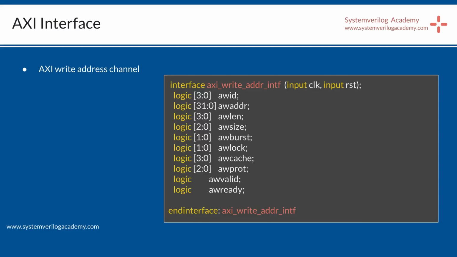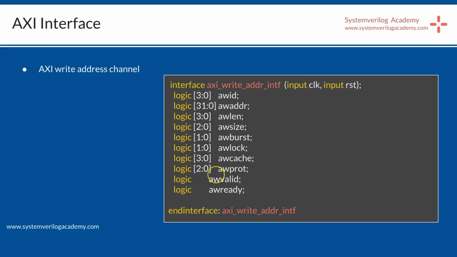This is the interface definition of an AXI write address channel bus. Its name is given as AXI write ADDRINTF, and ports are clock and reset signals. These are the signals in the actual bus. There is a limitation with this simple interface definition.